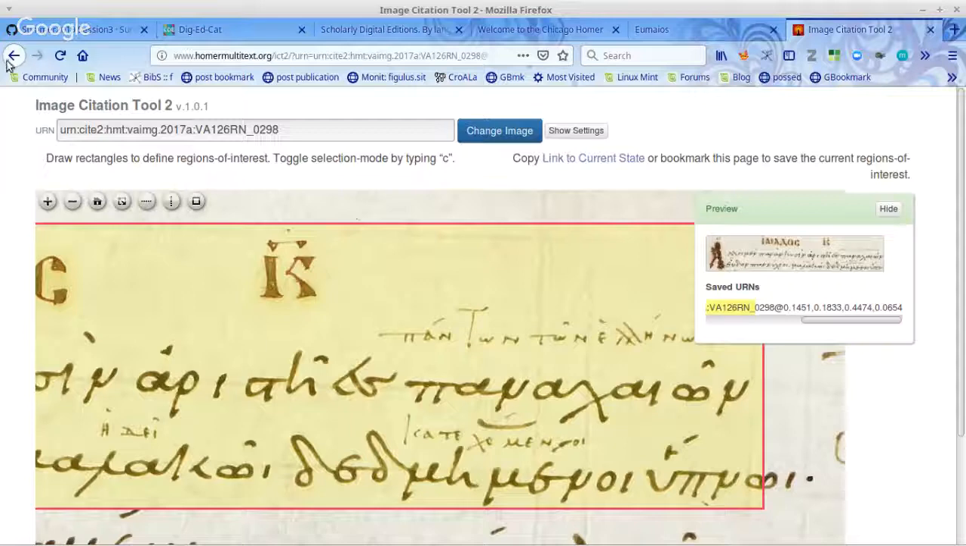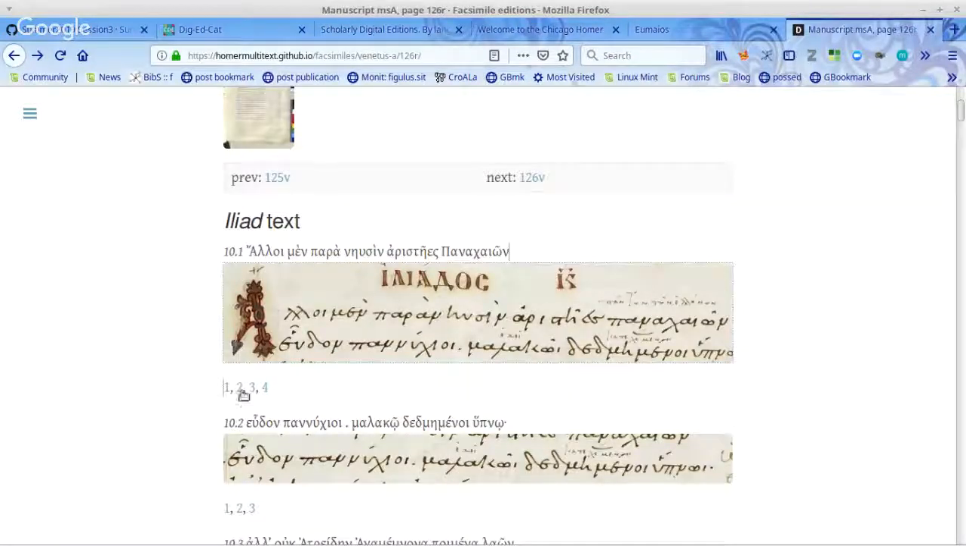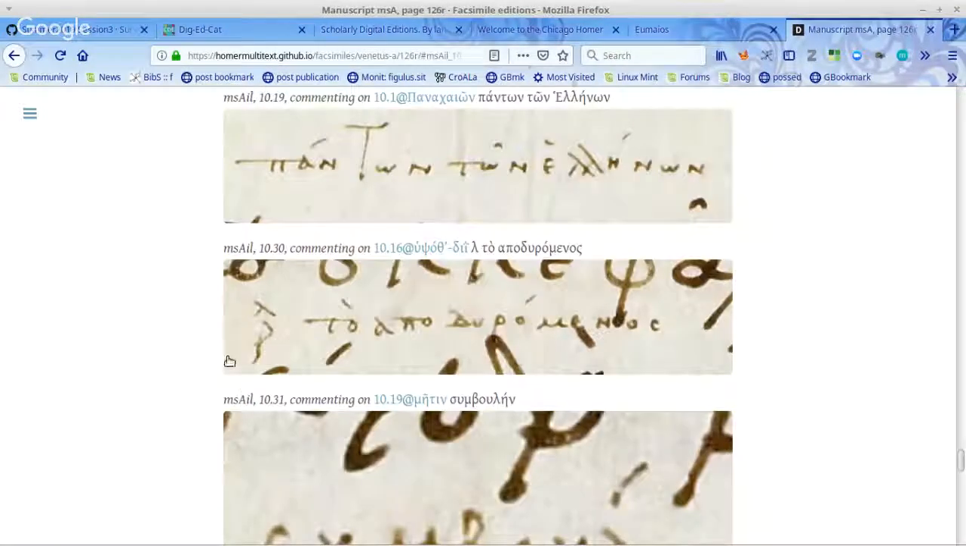Now, if we go back, if we click on the number 2, we will go to the transcription of the scholia that we have seen. So it says here, and we can read this in a way that we are more used to today, we can see that it reads panton ton Hellenon. But we can also see that it says precisely to which word it refers.